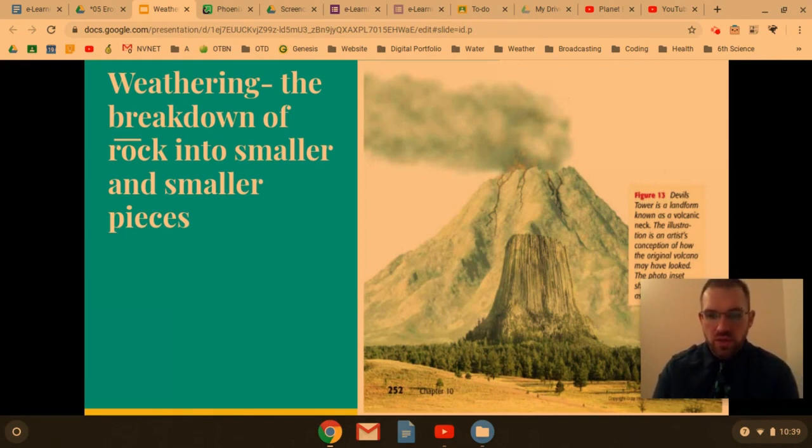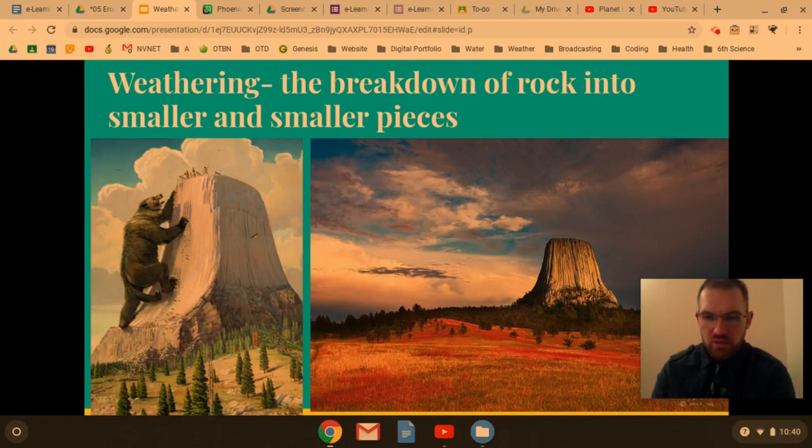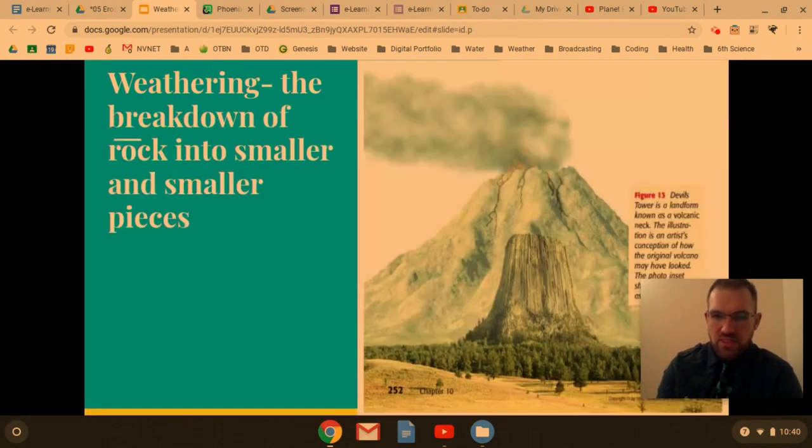If you look over here, this is a picture of the Devil's Tower, which is located in Wyoming. I'm going to go to the next slide here so you can see a better picture of it on the bottom right. So there's Devil's Tower, Wyoming. This is what it looks like today, but we think in this image over here that the volcano posted above it is what it used to look like millions of years ago. And then over time, it's no longer volcanically active. It has weathered and eroded away to the look that it has today.